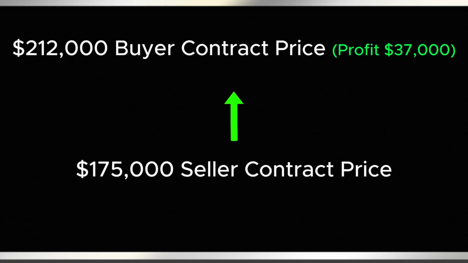So I stuck with the process. I kept working the deal, negotiating, and shortly thereafter, a number of my buyers increased their price. Okay, so the offers went from around $200,000 to $205,000 to $210,000 to eventually I accepted an offer of $212,000, which was a profit of $37,000. Okay, so $37,000 profit.